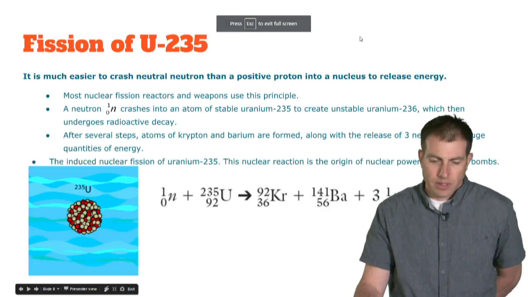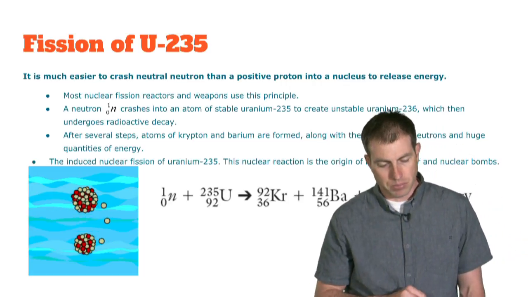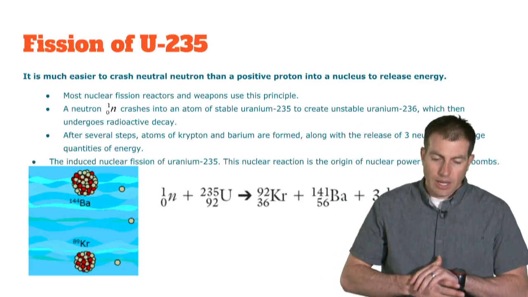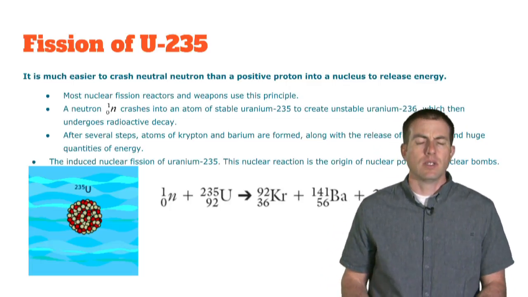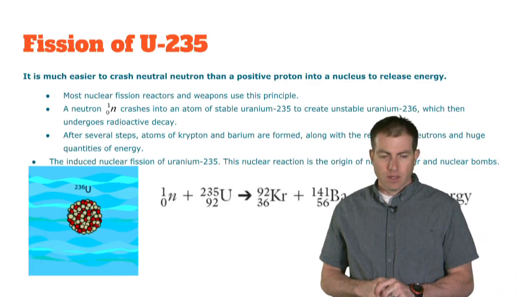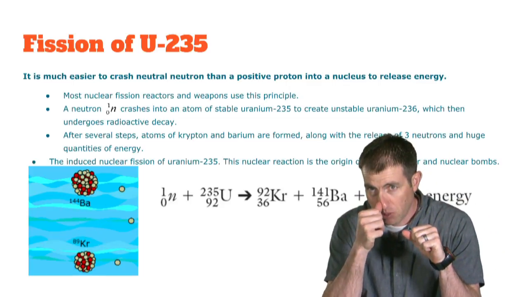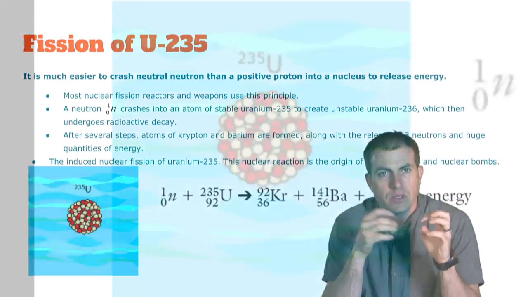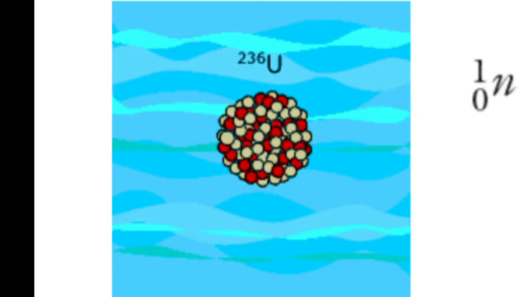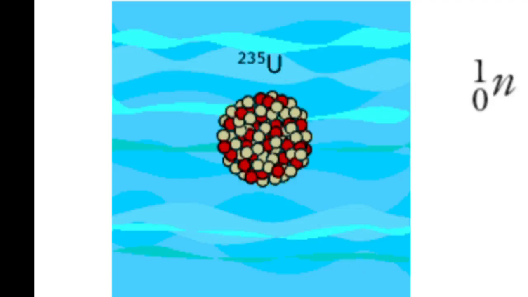All right, so we did that. So this is fission, and uranium-235 is really good at breaking down radioactively. Most nuclear fission reactors and weapons use this principle. What you do is you take uranium-235. It's big and it's unstable, and you take a neutron and fire it at the uranium-235. The neutron makes it unsettled, and the uranium will break down into two things, sometimes barium and krypton. It can be a bunch of different combinations of things.